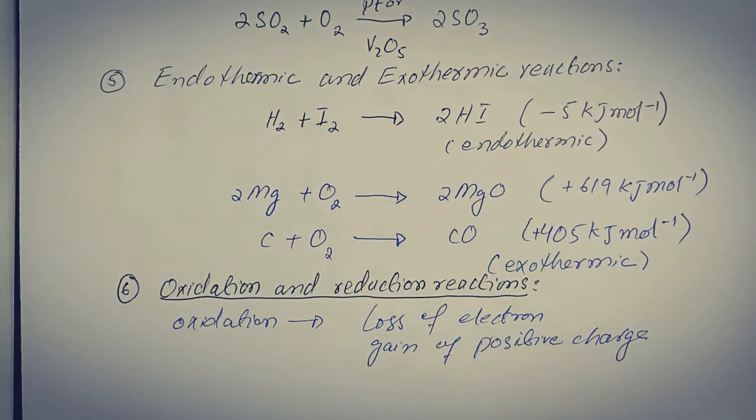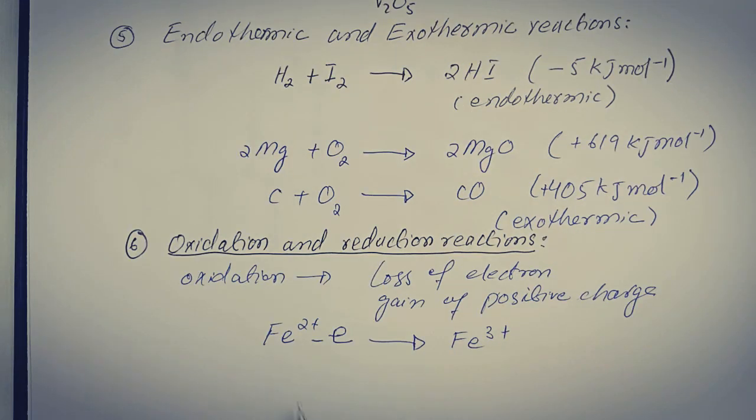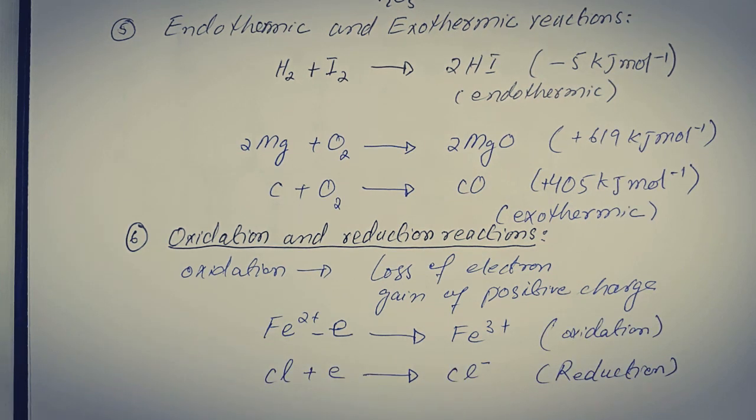whereas the reverse is true for reduction. Like conversion of iron 2 plus to iron 3 plus is a process of oxidation, whereas the gain of electron, in which chlorine radical is converted to chloride ion, is known as the process of reduction.